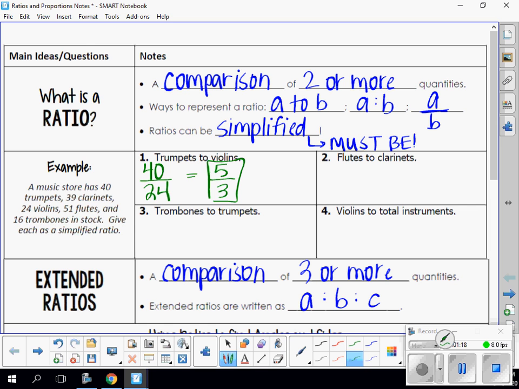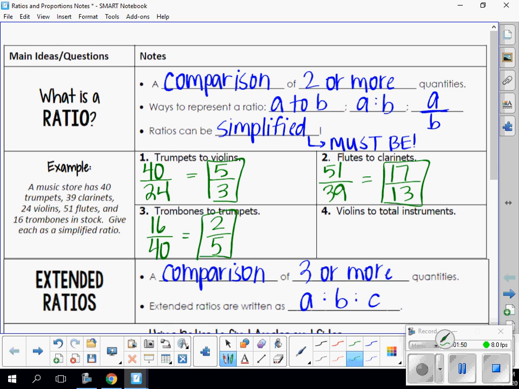For flutes, 51 flutes. Clarinets, there are 39 clarinets. Both divisible by 3. 17 over 13. So for every 17 flutes, there are 13 clarinets. Trombones, there are 16. To trumpets, there are 40. Both divisible by 8. So 2 over 5. Every 2 trombones gets you 5 trumpets.